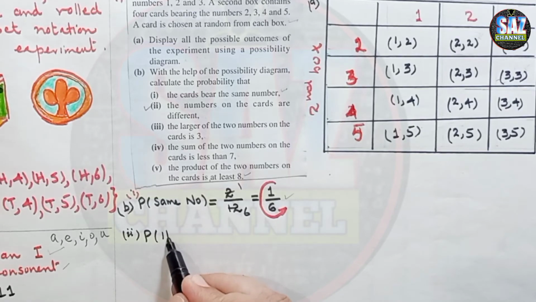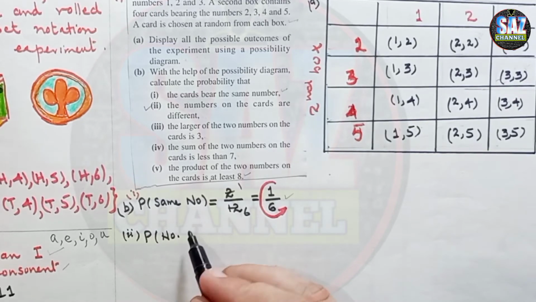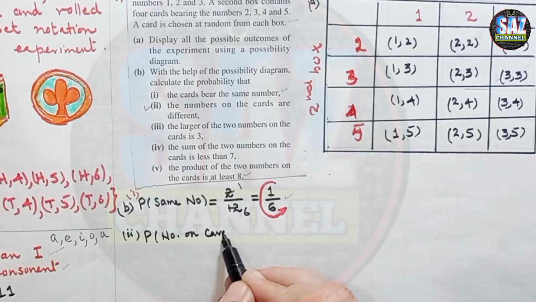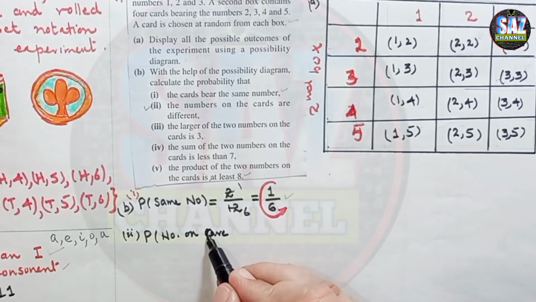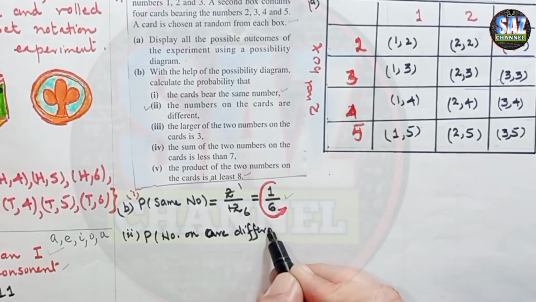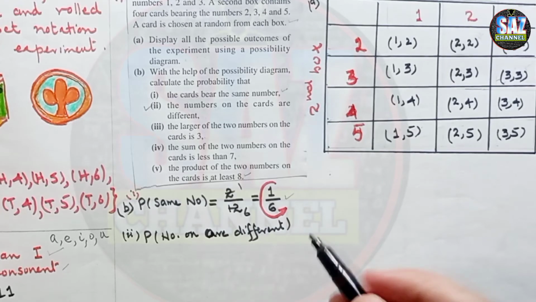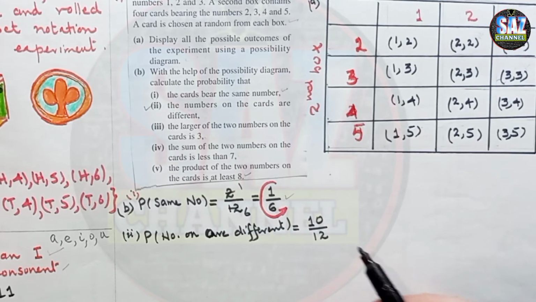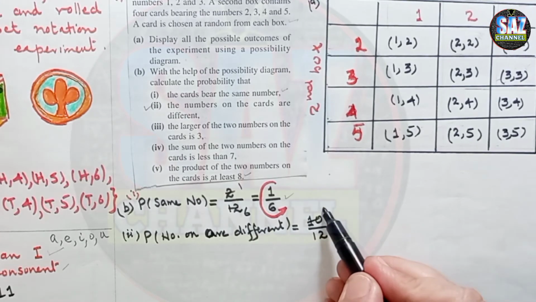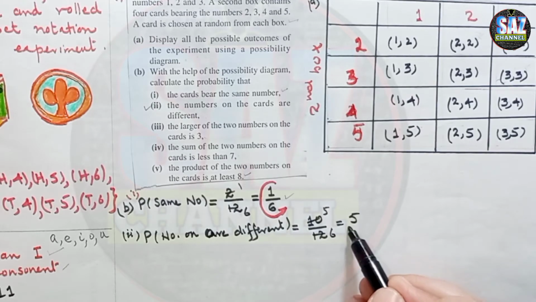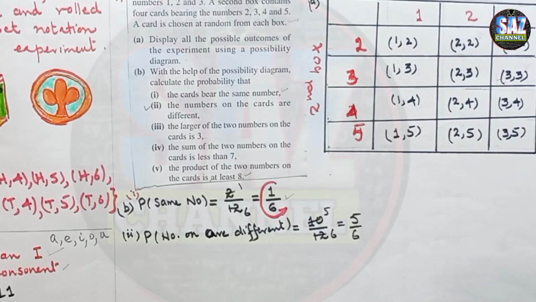The probability that the numbers on the cards are different, not the same. There are 10 chances out of 12 chances, so 10 by 12, and 2 fives are 10 and 2 sixes are 12. So 5 by 6 is the simplified form for this.